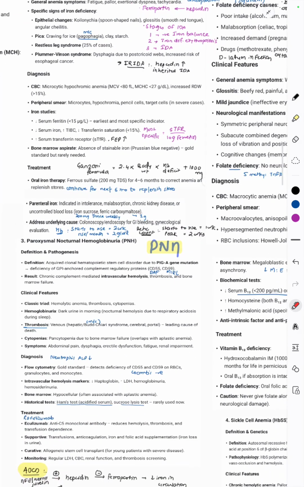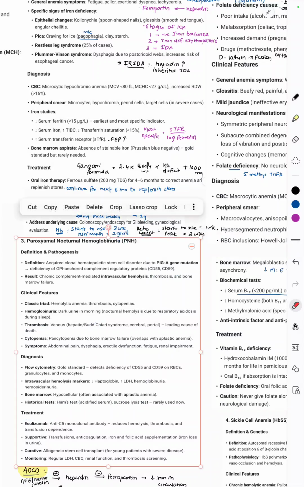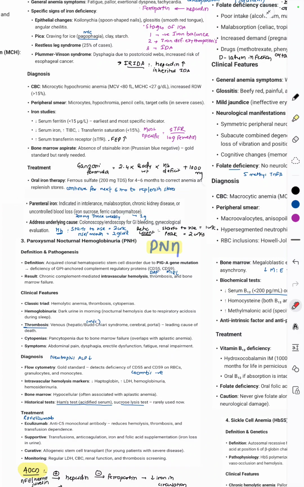Diagnosis is made by CBC. We get to know about the iron studies as well. The serum ferritin level decreases, serum iron level decreases, total iron binding capacity increases, and transferrin saturation also decreases. On the peripheral smear also you can make it out. However, the gold standard is the bone marrow aspirate. There is decreased staining with the Prussian blue stain or pearl stain, but it is rarely done.